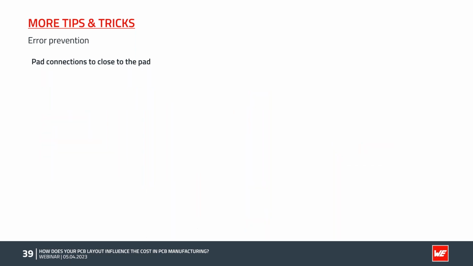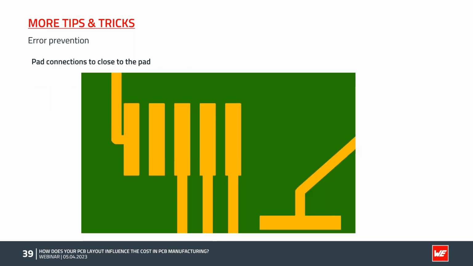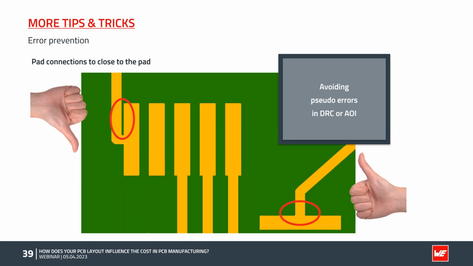Then some more soft factors, for example, the connection of pads and some CAD tools. When you look at the top left part, some CAD tools do not find this critical part here, this very low distance between the track and the pad, because it's still the same net. So often the design rules do not find this point, but it is getting critical for us during manufacturing. Why is it critical? Well, we can have pseudo errors during design rule check or during AOI, so that we scrap quite a lot of PCBs due to that fact.